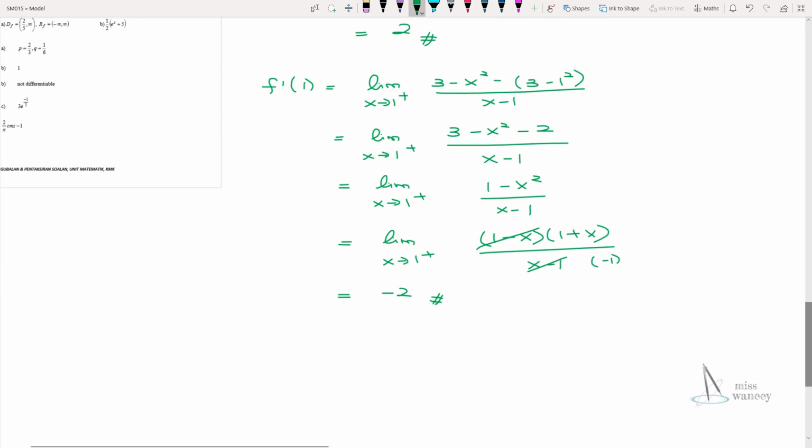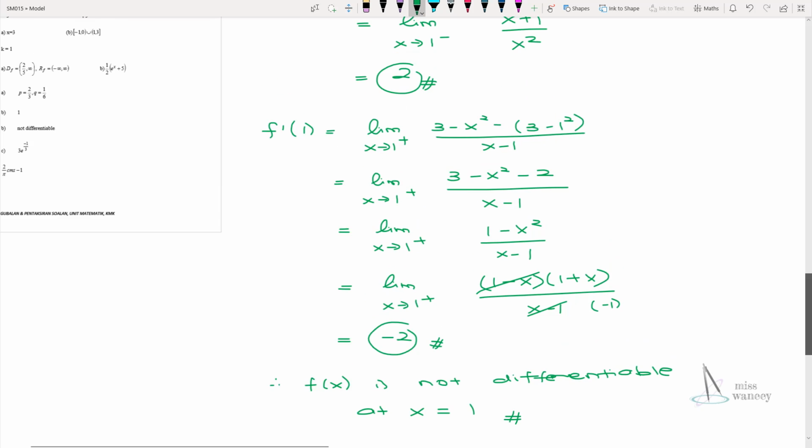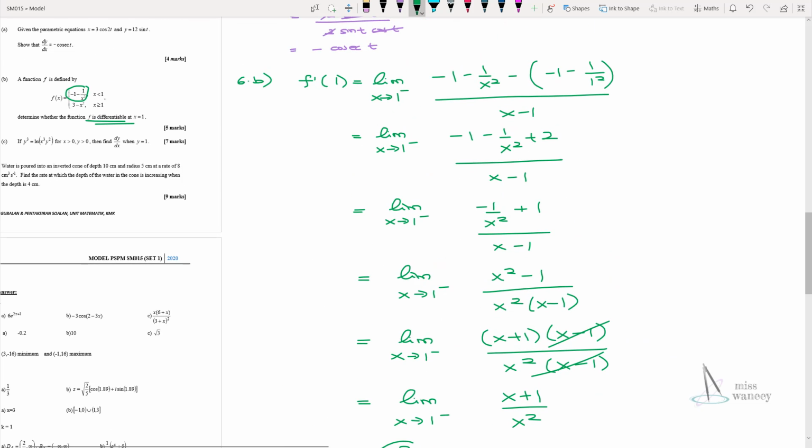Therefore, the value is not equal, right? So this is negative 2, this is 2. Therefore, f(x) is not differentiable at x equal to 1. So definitely no, because the left and the right are not the same. Okay, so I have done number 6B.